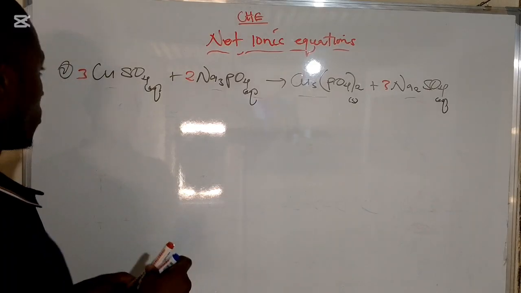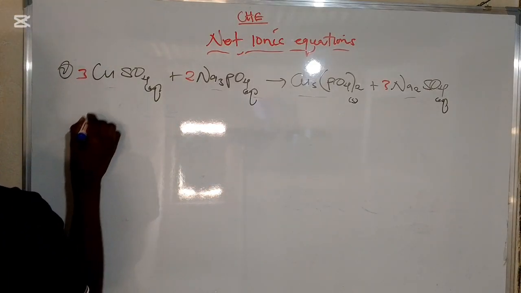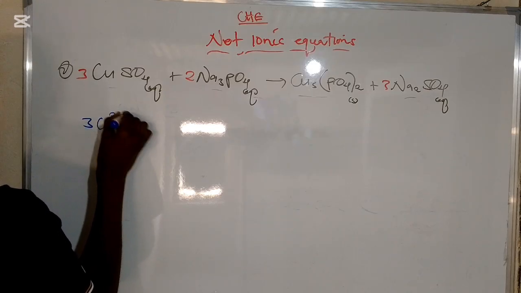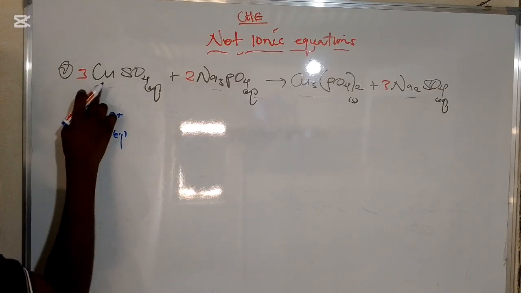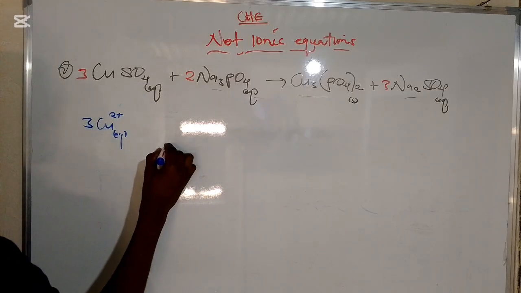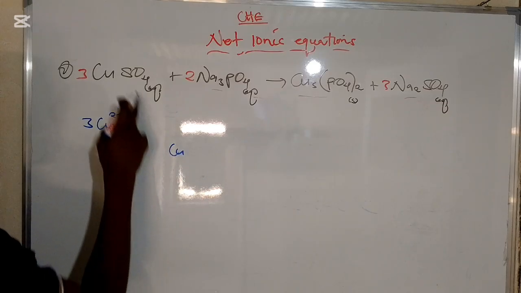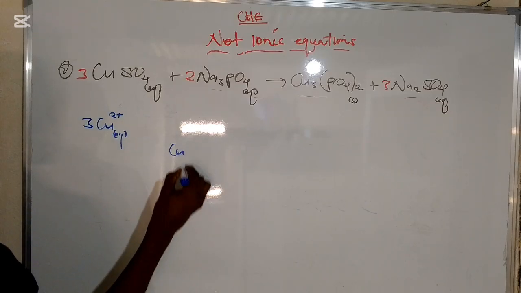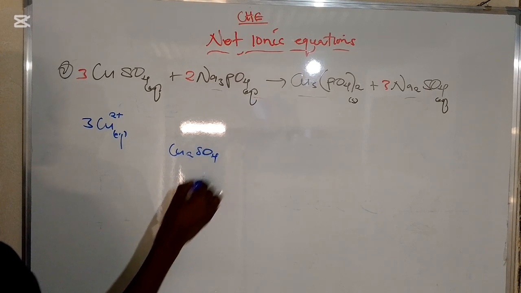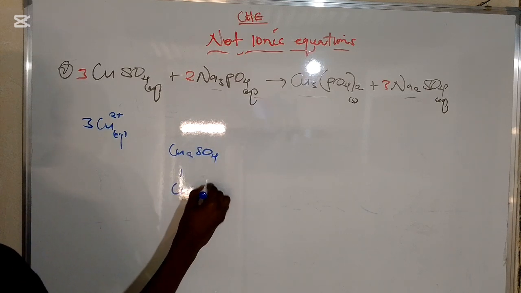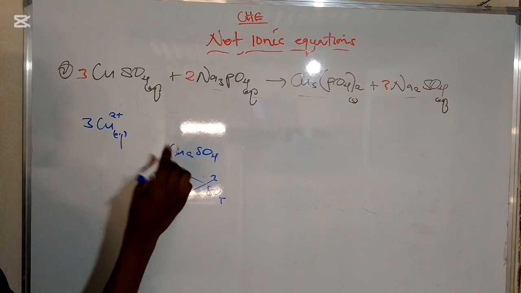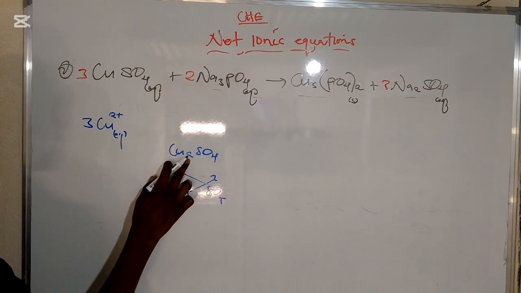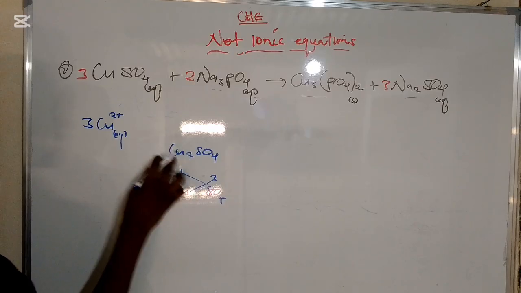So what we said was we split these in aqueous. So we're going to say 3 copper 2 plus. So this is copper 2. Now, how do you determine that this is copper 2? You need to look at this. If I have copper 1 react with sulfate, I'll have something like this, because copper 1 has a valence of 1, then sulfate has a valence of 2. So this one comes in, that one will go there. So once you see a number 2 here, just after copper, just know that this is copper 1.